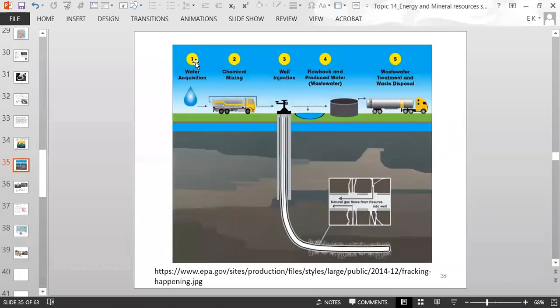This is just another picture showing you what's going on. So they inject water and chemicals, you fracture the rocks down here, and then the gas flows from the cracks into the well, and then you're able to extract the gas along with that water and whatever chemicals you injected down there.